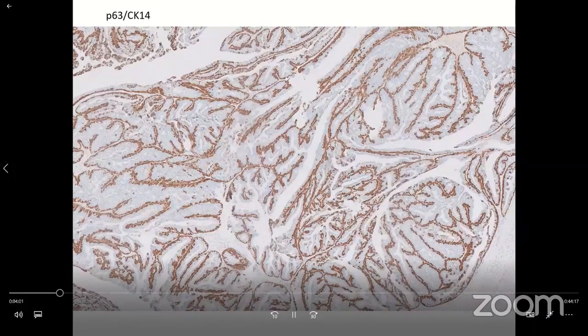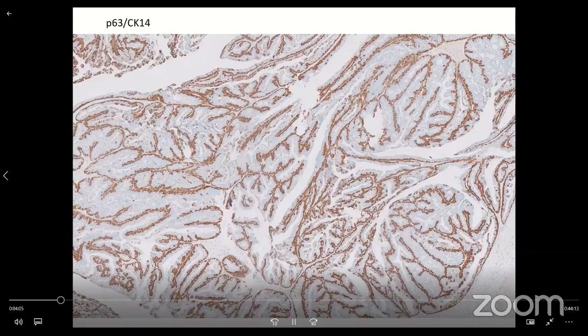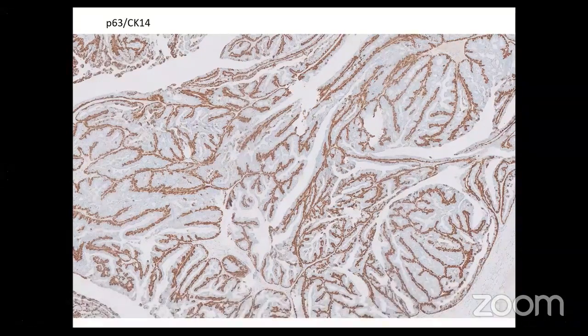Myoepithelial cells are well preserved along the fibrovascular cores, separating the luminal epithelial cells from the fine fibrovascular stroma. And this is depicted here using immunohistochemistry for the myoepithelial markers P63 and CK14.